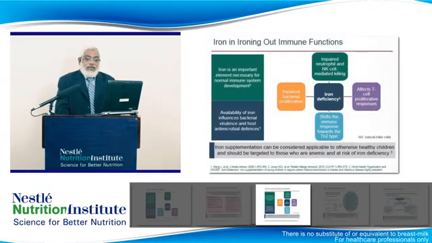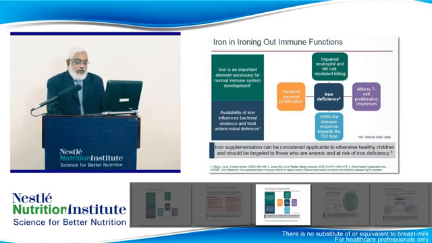Iron in ironing out immune functions. Iron is an important element necessary for normal immune system development. Availability of iron influences bacterial virulence and host antimicrobial defenses. Iron deficiency impairs bacterial proliferation, impairs neutrophil and natural killer cell mediated killing, affects T cell proliferative responses, and shifts the immune response towards the Th2 type.